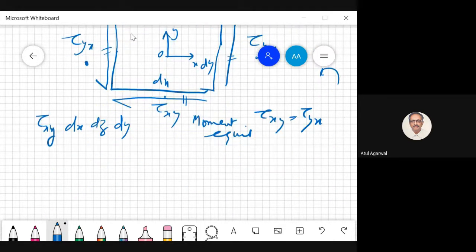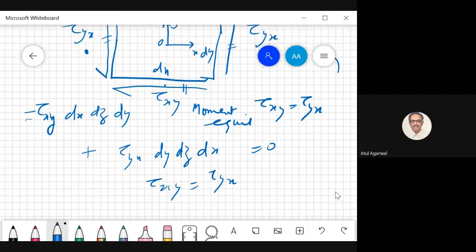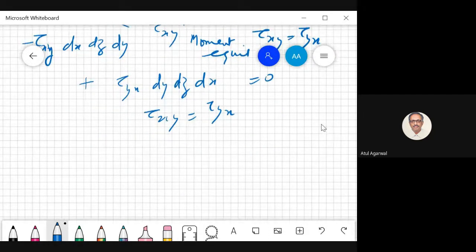If you look at the moment exerted by these forces, it is counterclockwise. So there is a negative sign, plus tau yx. What is the cross-sectional area? dy dz, where dz is the depth. What is the moment arm? dx. This has to be 0 for moment equilibrium. So you see tau xy is equal to tau yx. So shear stresses are complementary in nature and they are equal. Otherwise you will not have moment equilibrium.